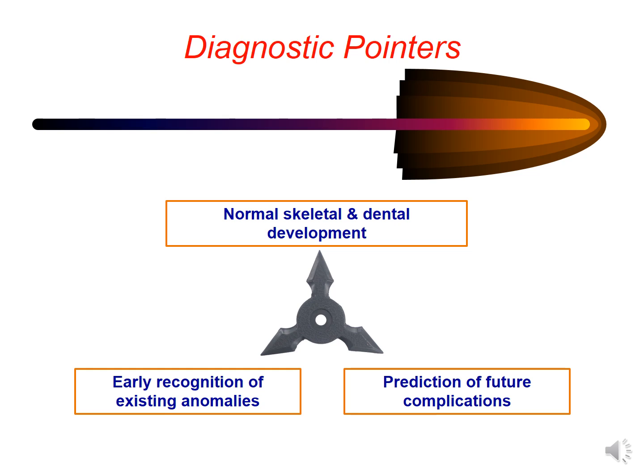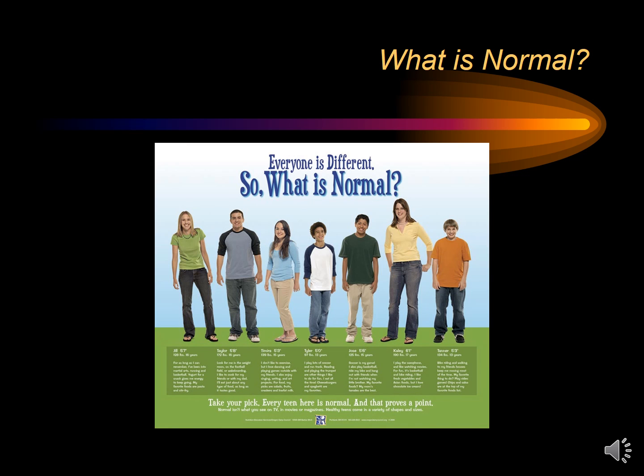Okay, now to be able to undertake interceptive orthodontic treatment, one should understand normal skeletal and dental development. And once you understand what is normal skeletal and dental development, you'll be able to recognize any developing anomalies, and also we will be able to predict what possible future complications may arise. Okay, so to start with, we have to establish what is normal.